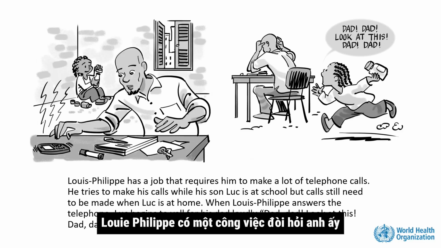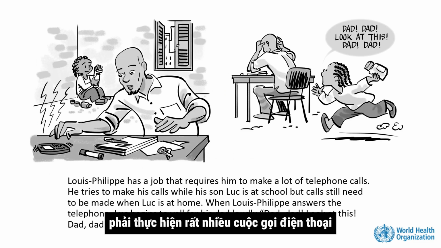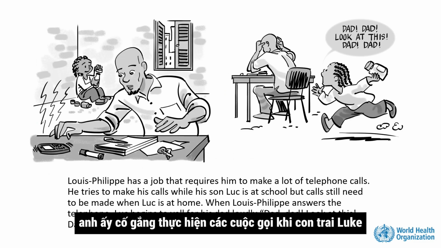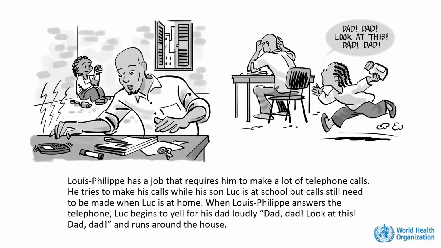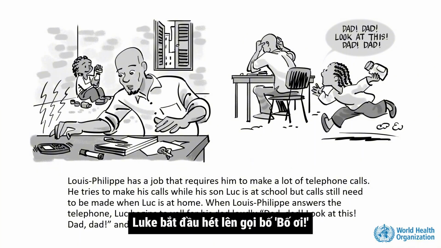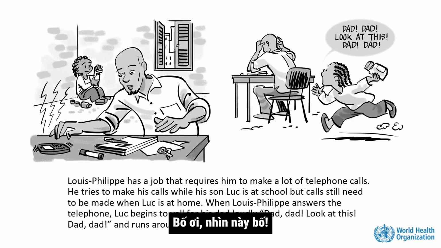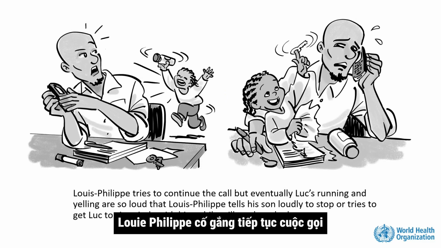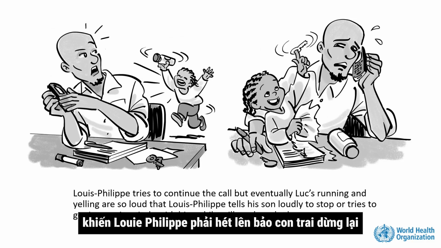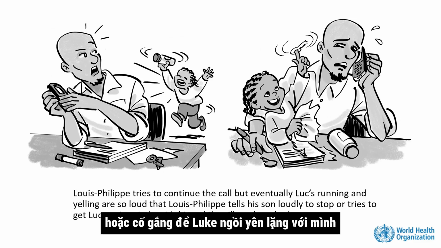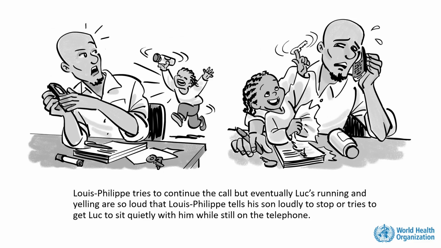Louis-Philippe has a job that requires him to make a lot of telephone calls. He tries to make his calls while his son Luke is at school, but calls still need to be made when Luke is at home. When Louis-Philippe answers the telephone, Luke begins to yell for his dad loudly, "Dad, Dad, look at this! Dad, Dad!" and runs around the house. Louis-Philippe tries to continue the call, but eventually Luke's running and yelling are so loud that Louis-Philippe tells his son loudly to stop or tries to get Luke to sit quietly with him while still on the telephone.